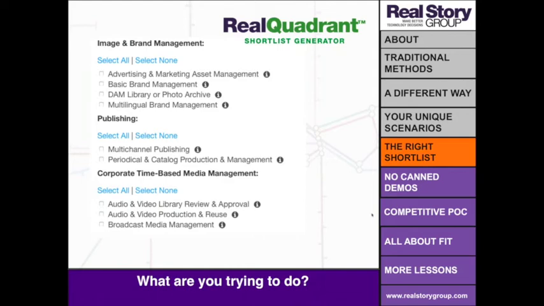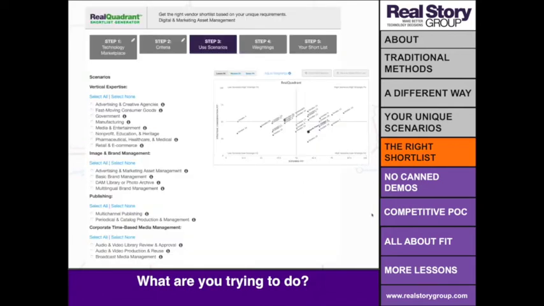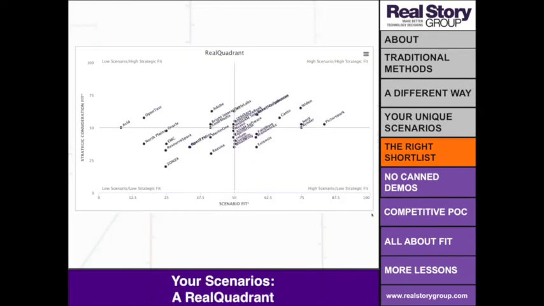So once you use those as your first discriminating decision factor, we work with our clients, in this example in the context of our Real Quadrant shortlist generator, where we ask you to rate how important these are to you. We also ask you to look at your industry and try to align yourself with different vendors who have different vertical expertise. And then what we recommend is you get a Real Quadrant that's custom to you.